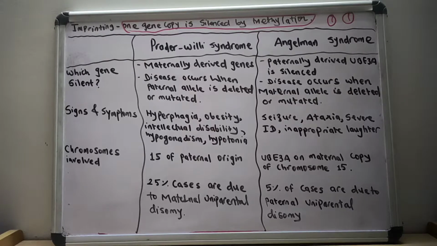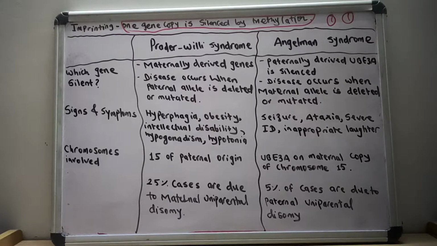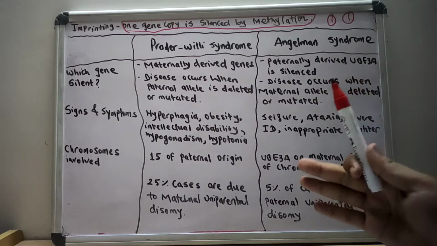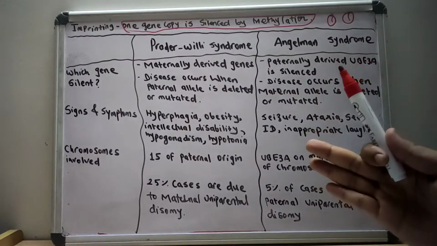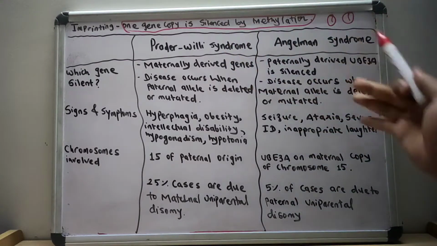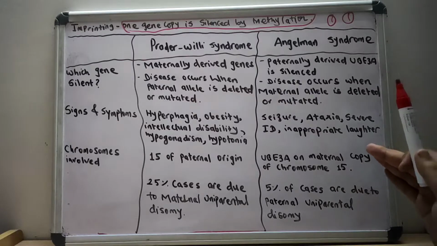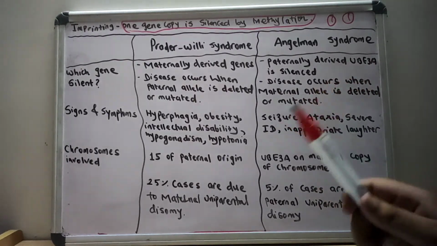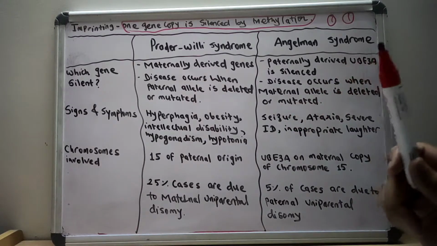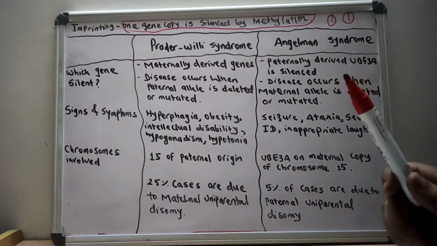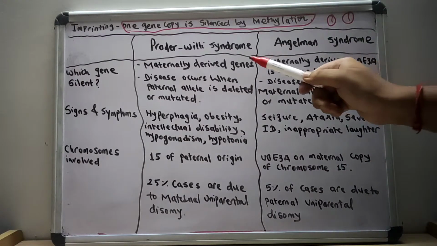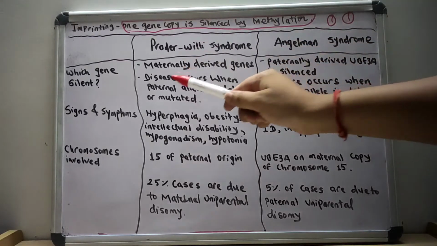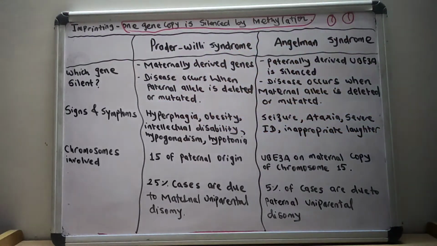So what are the various disorders of imprinting? This imprinting concept gives the idea of the disorders of imprinting. There are basically two disorders of imprinting: Prader-Willi syndrome and Angelman syndrome. We should know in detail about these diseases for the USMLE. So let us first discuss Prader-Willi syndrome.